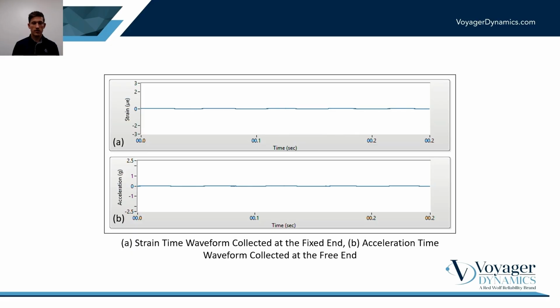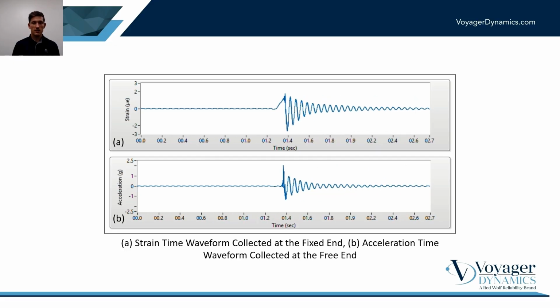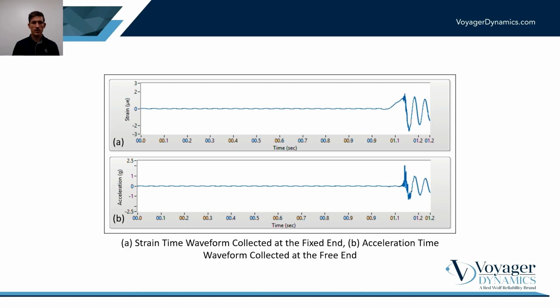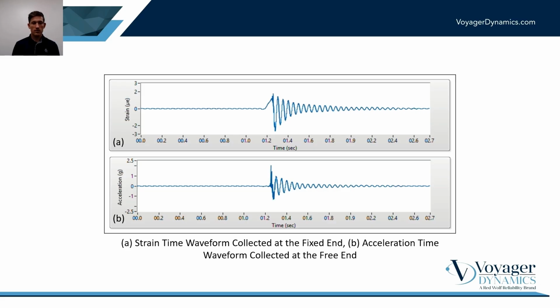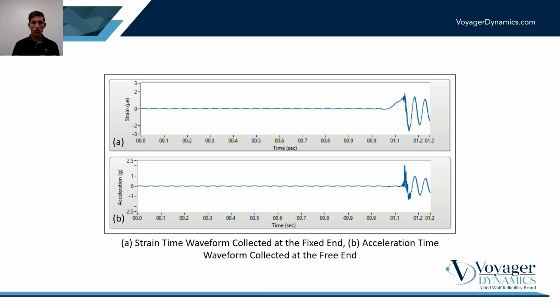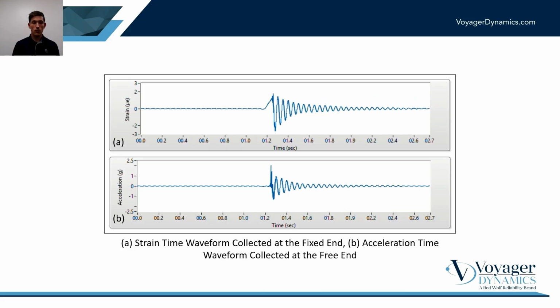So finally, I just wanted to show a comparison of the time waveform collected from the FDS at the fixed end of the beam compared to the acceleration time waveform collected by the accelerometer at the free end of the beam. It's important to notice here that the time waveforms look very, very similar. That's because the time waveforms between those two are showing the same oscillation of the beam, it's just in a different unit system. What I wanted to really show here was it's really important to understand the difference between the two measurements to know where to collect, right?